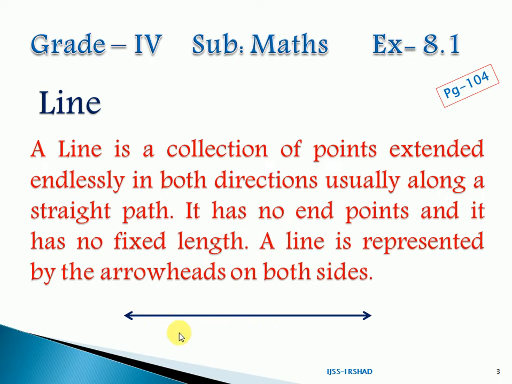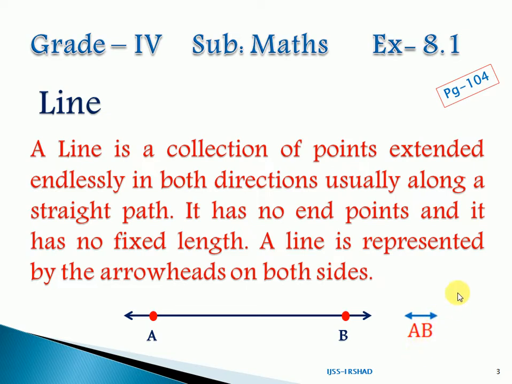If you want to name this line, you can give names towards the end, like this. This is not the end point, keep in your mind. Here you can write a capital letter, suppose A, and here B. So you can say the name of this line is AB, line AB. The symbol of a line: you can write capital letters AB, and on top you can draw a line with arrowheads. These arrowheads show that this is a line which can be extended in both directions endlessly.